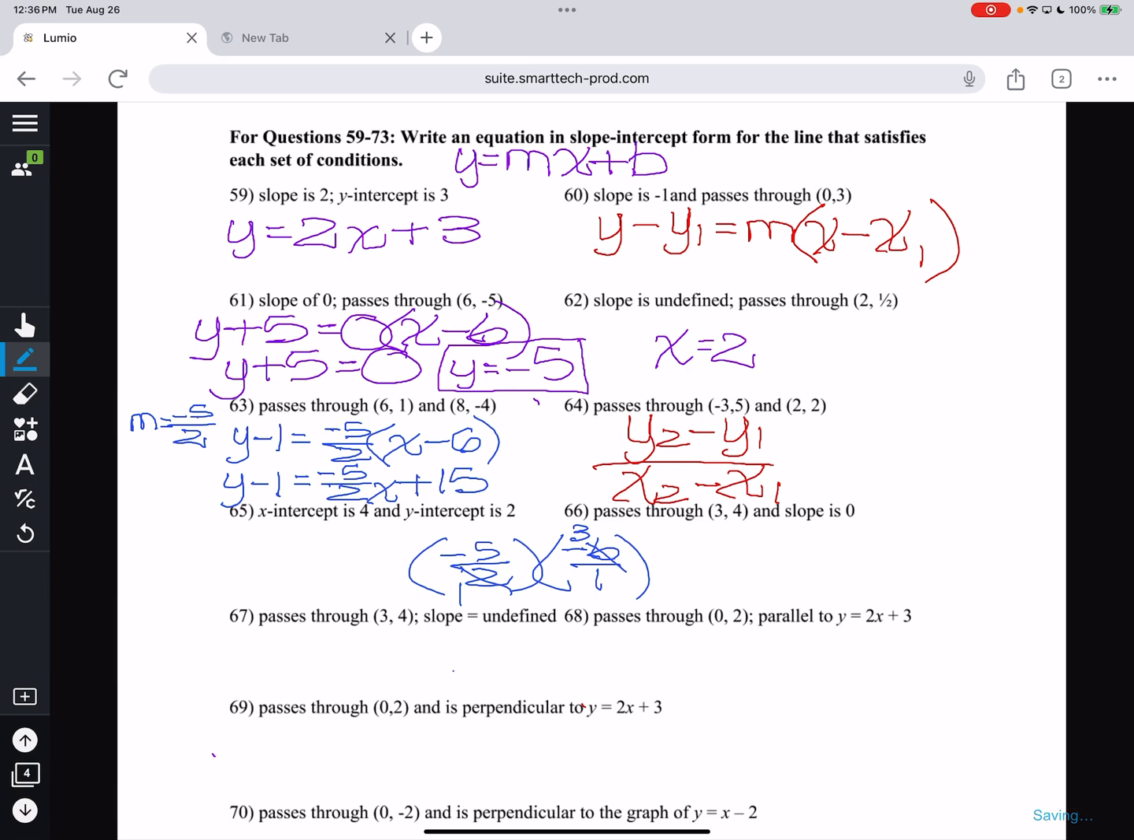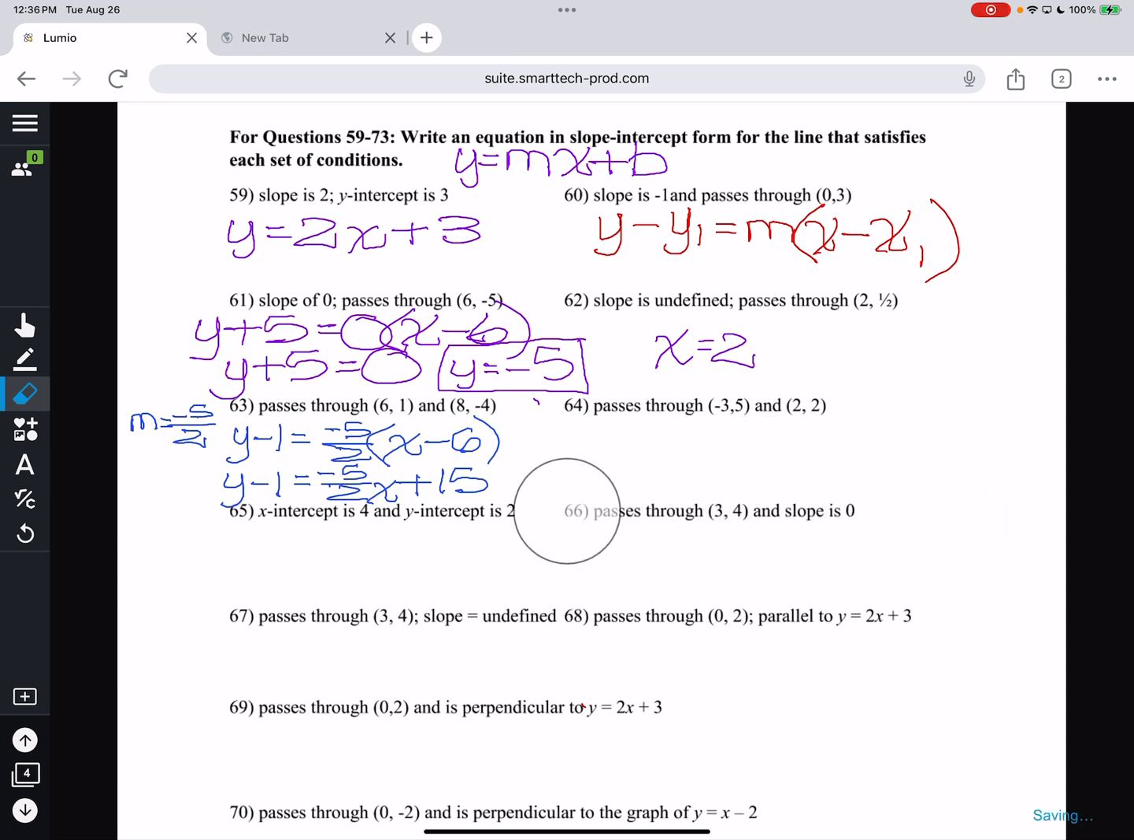And so what would our final answer be? y equals negative 5 over 2x plus 16. The negative 1 travels over as a positive. Let me erase that and write it somewhere else. So our final answer would be y equals negative 5 over 2x plus 16.